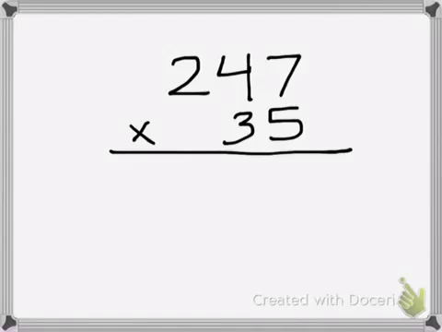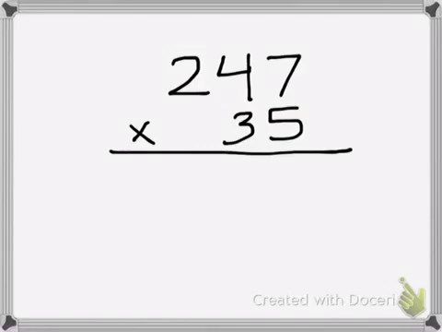So the very first two numbers I multiply will be the two numbers in the ones place. Then I'll multiply the number in the ones place on the bottom by the number in the tens place on the top. Then I'll multiply the number in the ones place on the bottom by the number in the hundreds place on the top. Okay, so let's go ahead and do these steps and see what that would look like.